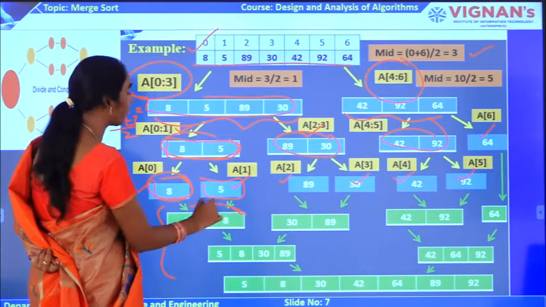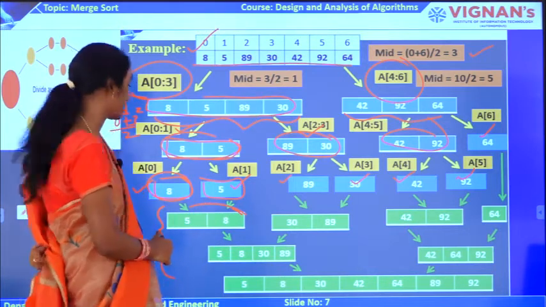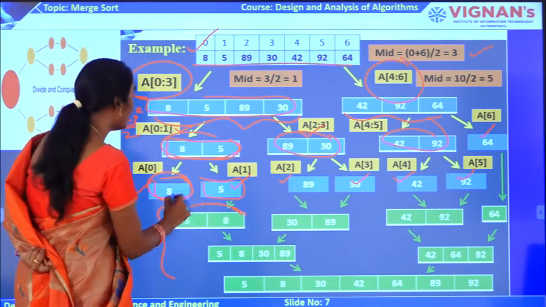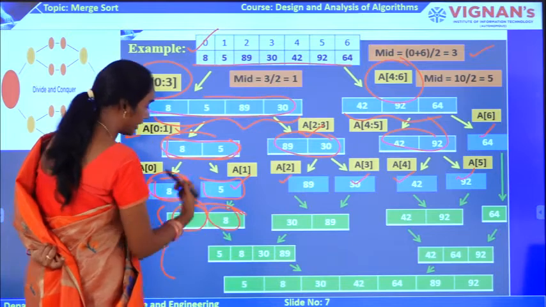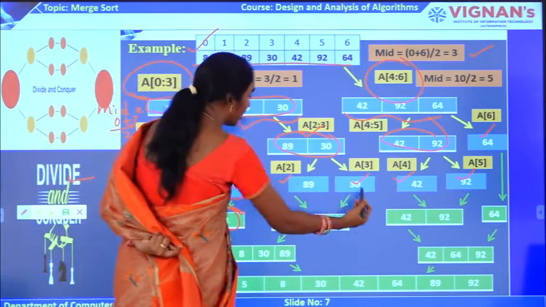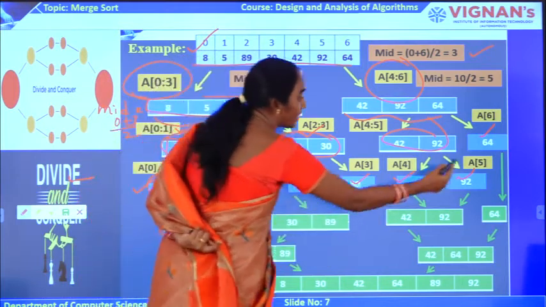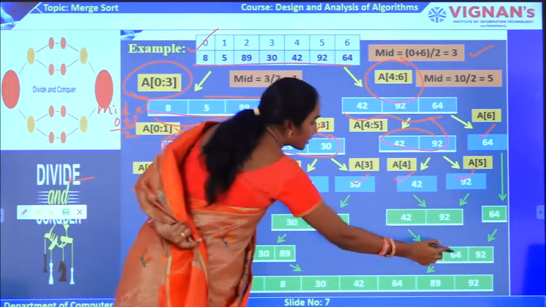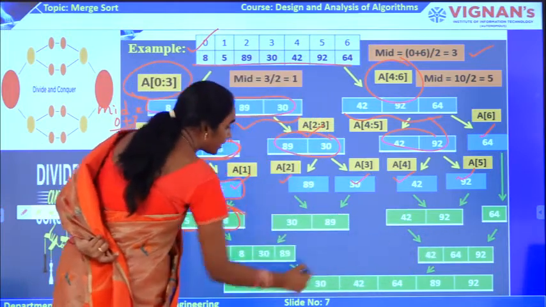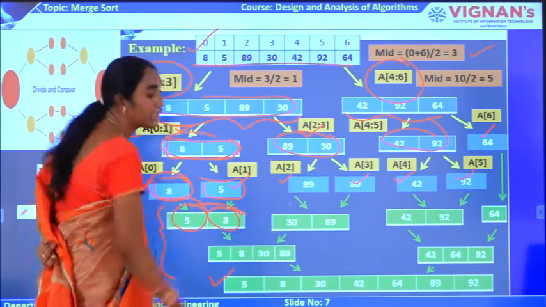So now here 8 and 5 we need to merge, right? So at that place I need to call the merge function, the merge algorithm. So here as 5 is less than 8, I need to keep 5 prior to this and 8 next. So 5 and 8. Next 89 and 30. 30 is the lesser one, 30 I will keep first and 89 next. So likewise I need to sort. So finally here 5, 8, 30, 89, 42, 64, 92. So while merging I need to apply the sorting procedure. So finally this is my sorted list.